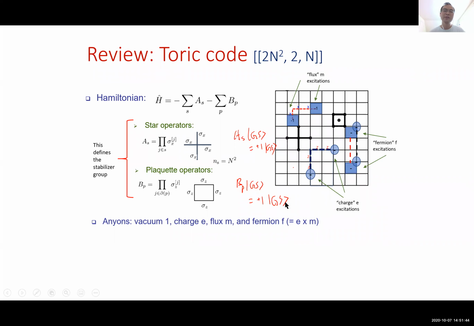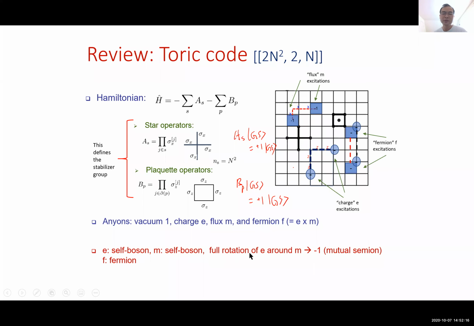Okay, so we have seen that there are 4 types of anyon. Vacuum is the trivial one, then charge, flux, and fermion. And it turns out that E or M themselves are bosons, so when you exchange E with E, the wave function gives a plus sign.